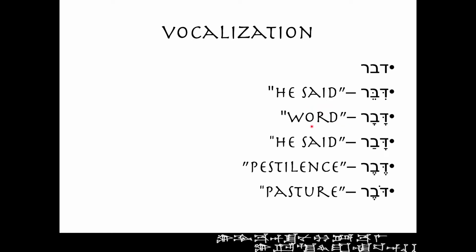Davar is a word, the noun. Davar is "he said." This is a different verbal form, a different binyan. Dever is pestilence, the noun for pestilence, and dover is the word for pasture. So you can see, based on the variation in the vowel pointing, this can mean very different words. But I want to bring home the point, no pun intended, that these vowel points can change the meaning of the word, and so by adding these points, it made it clear to the reader what was being intended by the text.